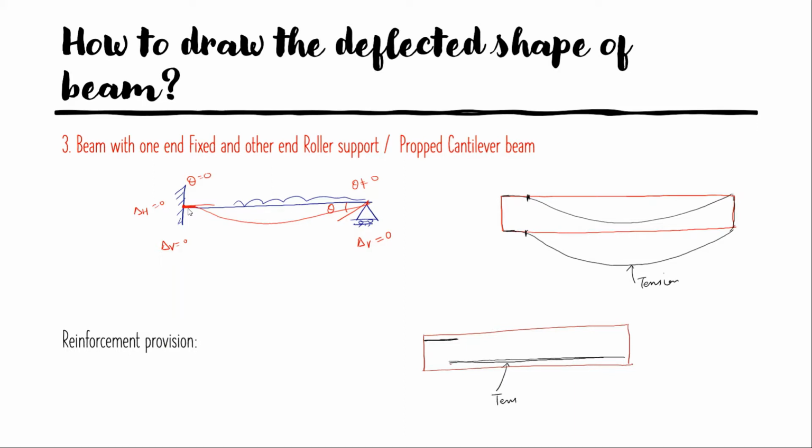So this is the tensile reinforcement bars at bottom, and at top tensile reinforcement bars. So this is the designing part for this, that how we will just provide the reinforcement in a propped cantilever beam if the beam is subjected to these support conditions.